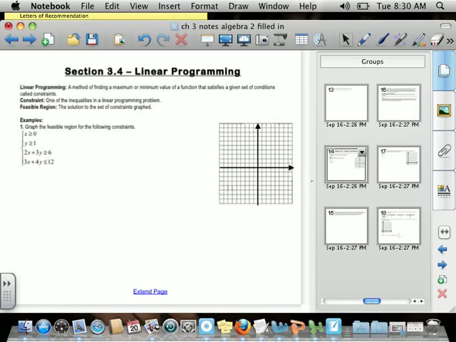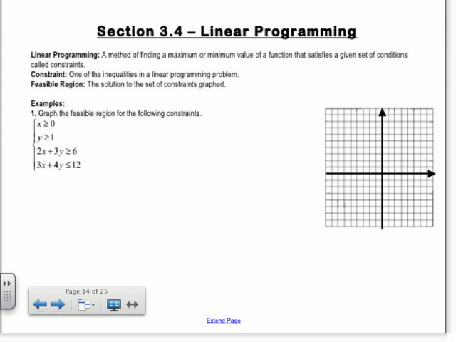Okay, section 3.4 is on linear programming. Linear programming is a method of finding a maximum or minimum value of a function that satisfies a given set of conditions called constraints. So a constraint is one of the inequalities in a linear programming problem. It's basically some kind of inequality that limits an amount that you have. So, limits amounts.